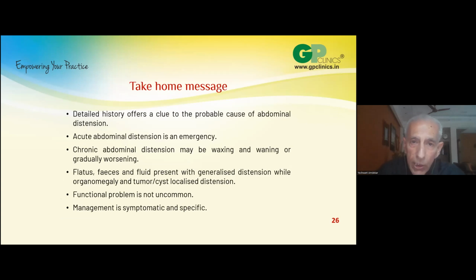Detailed history offers a clue to a probable cause of abdominal distension. Acute is an emergency, often surgical but may be medical. Chronic abdominal distension may be waxing and waning or gradually worsening. That makes a lot of difference. Air, feces and fluid present in generalized abdominal distension, while organomegaly and lumps cause localized distension. And don't forget the functional problem is not uncommon today. And management is really symptomatic and specific.